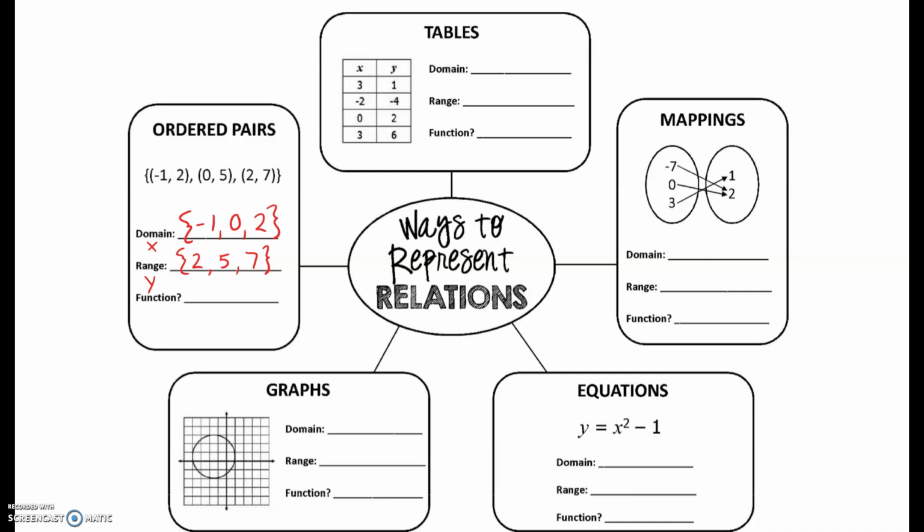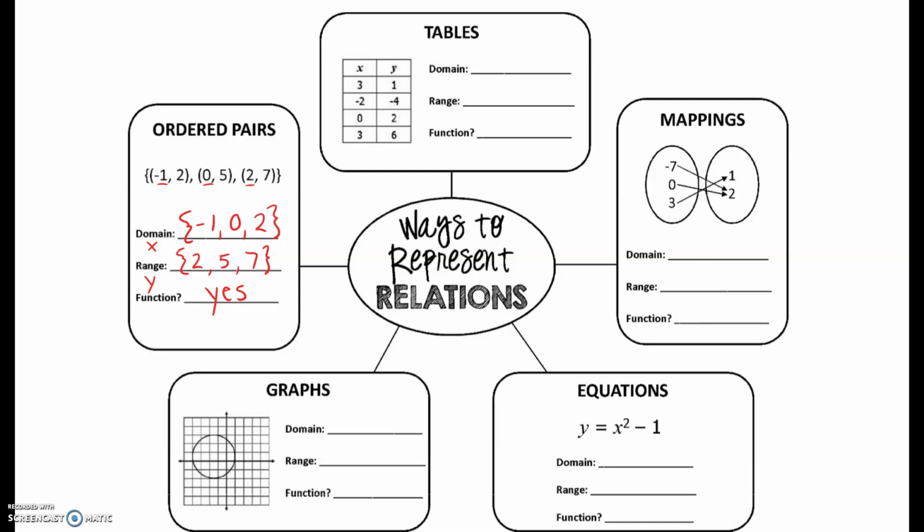In order to determine whether or not this set of ordered pairs is a function, you want to look at the x values. We have -1, 0, and 2. Since these x values do not repeat, this set of ordered pairs is a function.